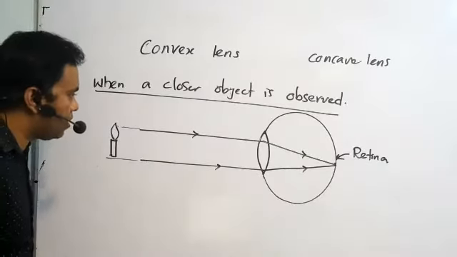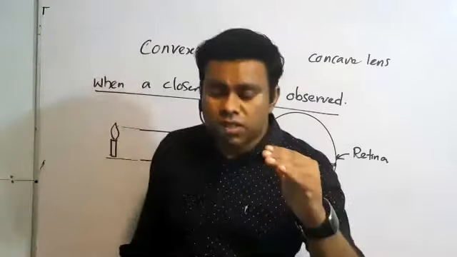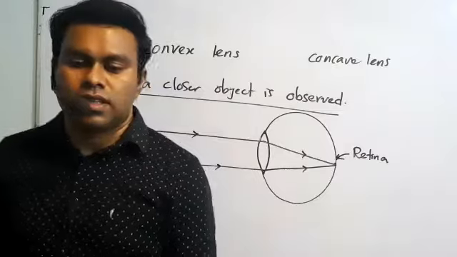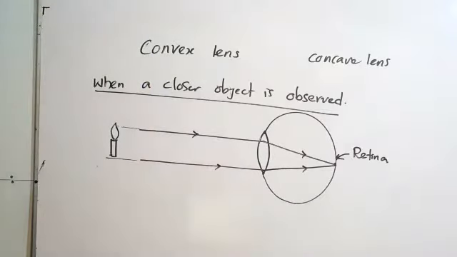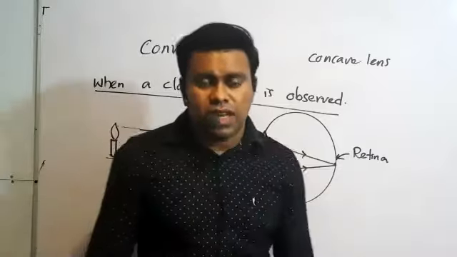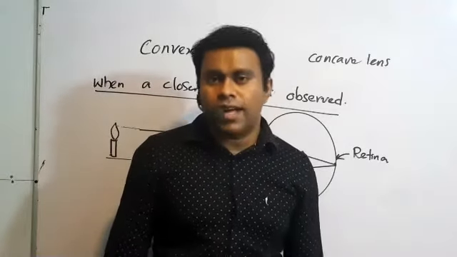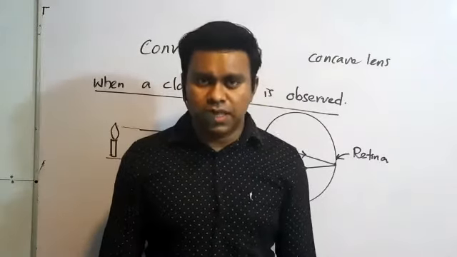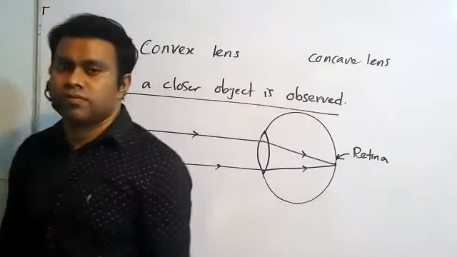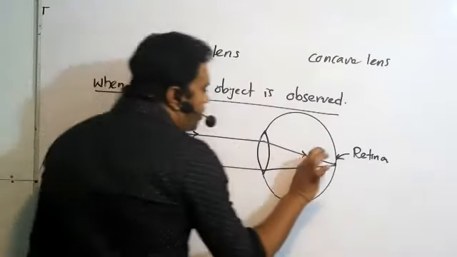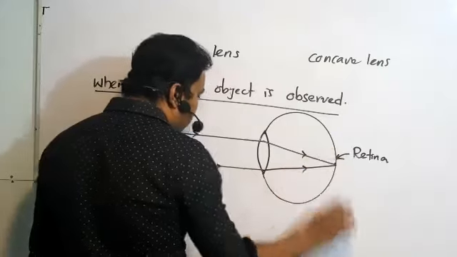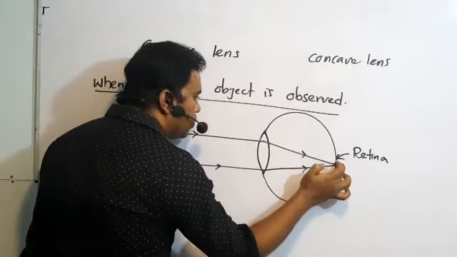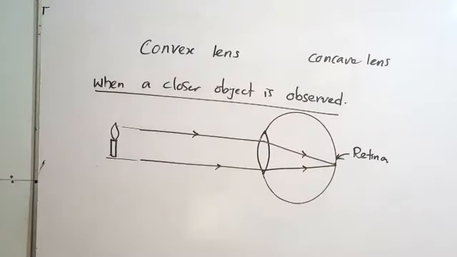When a closer object is observed by the eye, the curvature of the eye lens has to be increased to focus it onto the retina.